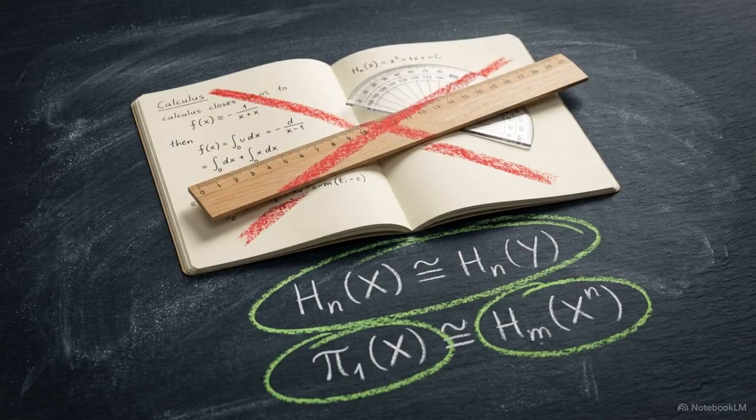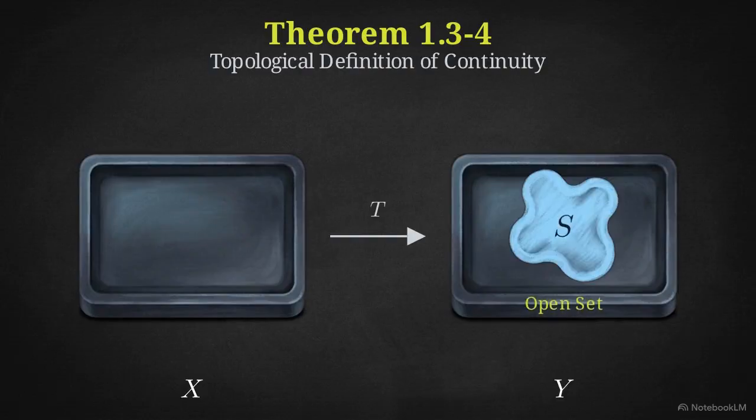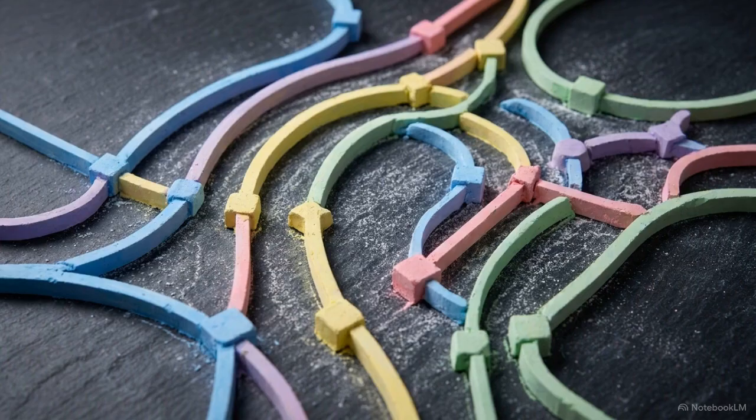These rules allow us to do something remarkable. We can redefine the concept of continuity without using any numerical measurements at all. Under Theorem 1.3-4, a mapping is continuous if the inverse image of every open set in the target space is also an open set in the starting space. This topological definition means we can analyze continuous mappings in spaces where a standard ruler or a numerical delta might not even exist. Beyond classifying sets, let's look at how points cluster.